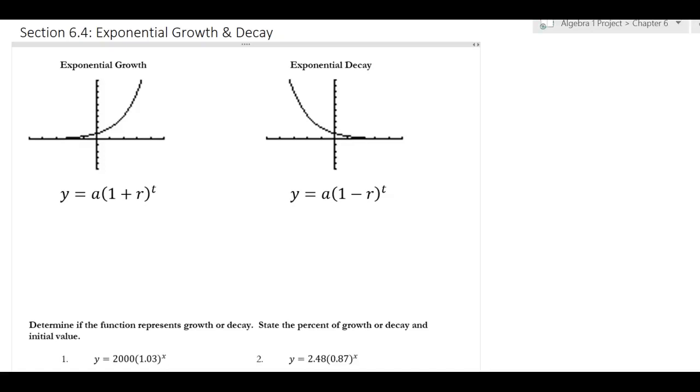Okay, so for section 6.4, we're going into exponential growth and decay. We briefly talked about exponential growth and decay when we were graphing. Remember, growth goes away from the axis, decay goes towards the axis. This section is really going to be dealing with application problems.